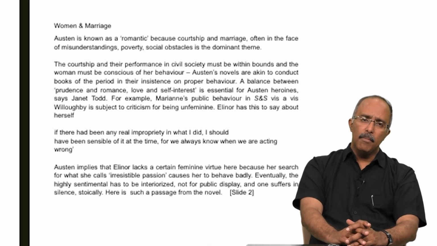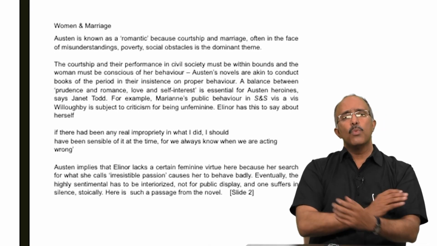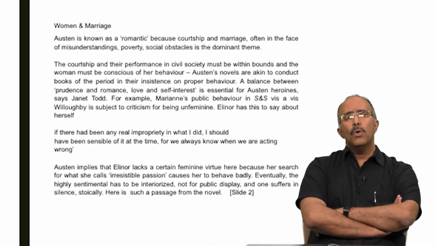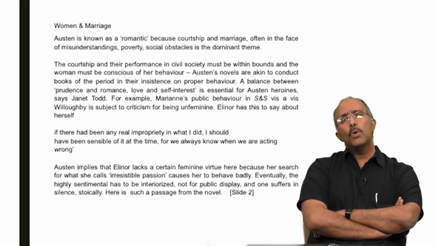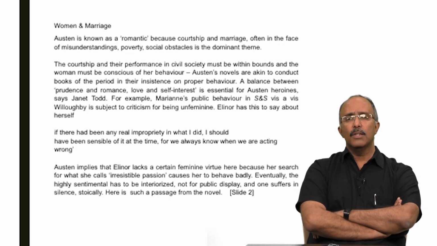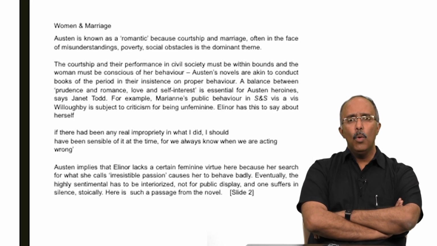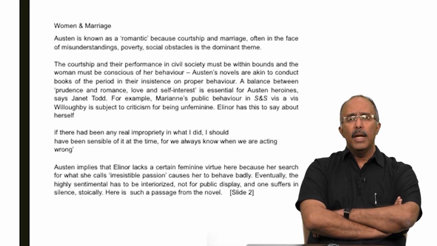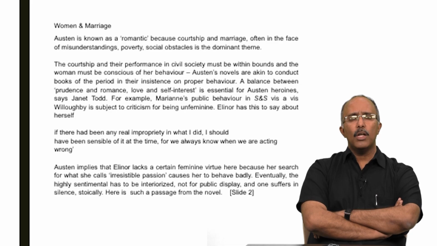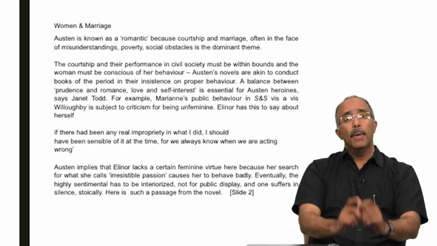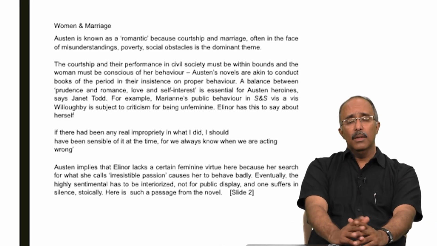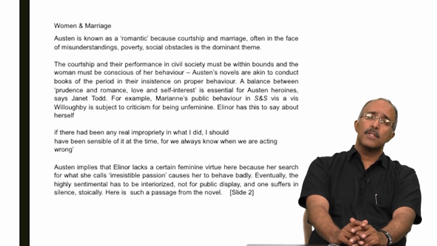Our first principal theme when we study Jane Austen is women and marriage. Austen is traditionally known as a romantic because courtships and marriage are often central to her reading of the home and the social order. Often romance, courtship, and marriage are caught up in a web of misunderstandings, but also caught up in larger issues such as poverty, questions of ownership, and social obstacles.